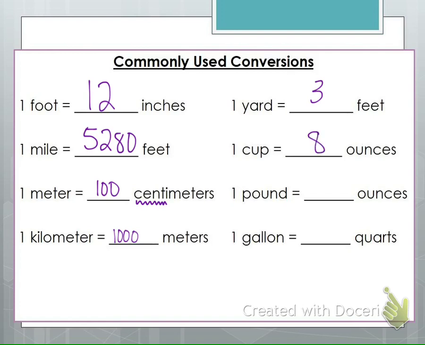Generally, people who cook or bake would know these ones. 1 pound is how many ounces? Oh, not quite. Any other guesses? It's less than 28. There would be 16 ounces in a pound. And how many quarts are in a gallon? 4 quarts in a gallon.